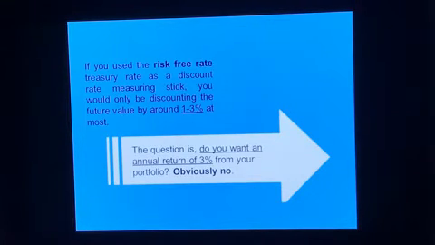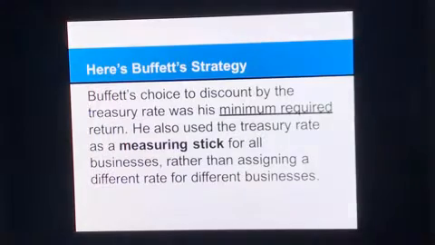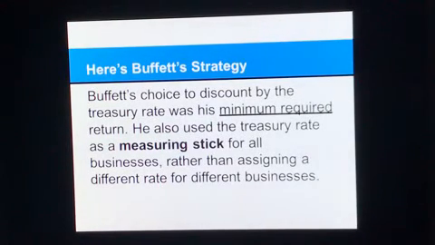most. But you have to account for other risk factors as well, such as exchange rate fluctuations, interest rate fluctuations, inflation rate fluctuations, and taxation policies. There are so many reasons behind the increase in discount rate. So here the question arises: do you want an annual return of 3% from your portfolio? Obviously not. No rational person will be willing to earn only 3% from his investment, because it is not suitable for him. So Buffett's choice to discount by treasury rates was his minimum required return.